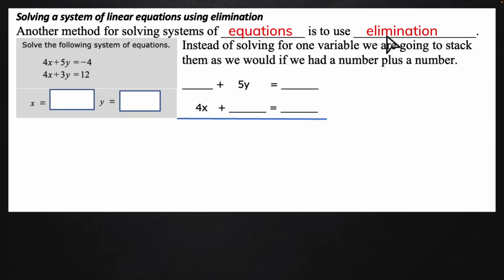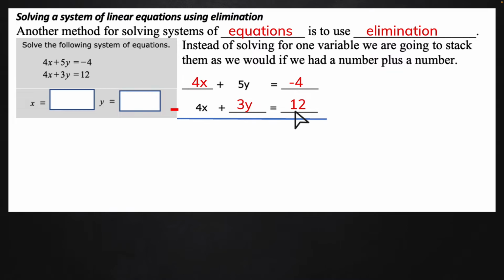So instead of solving for one variable, we are going to stack them as we would in any regular addition or subtraction situation. Make sure they're lined up so the x terms are above each other, the y terms are above each other, and the constants are in line with each other. So you definitely want to make sure.